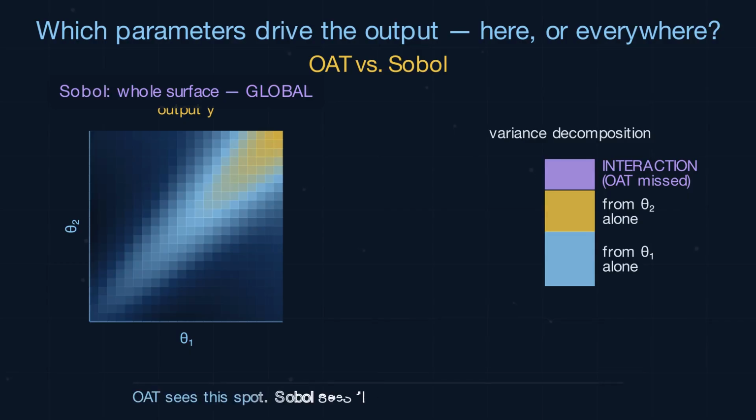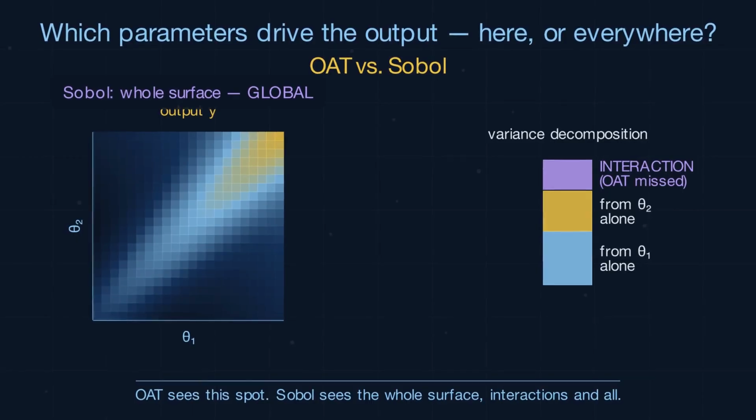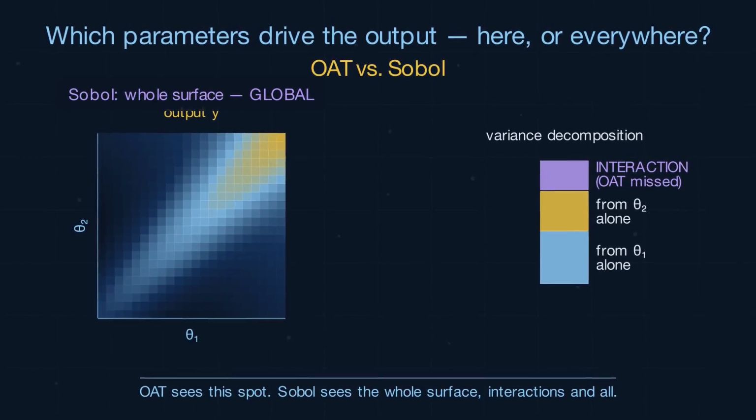And here is the geometric difference OAT cannot see. If two parameters only matter when they vary together, if the surface has a diagonal ridge or a saddle, OAT's thin strips miss that structure entirely. Sobol captures it. OAT tells you which parameter matters at this spot. Sobol tells you which parameter matters across the whole landscape, including ways they only matter together.